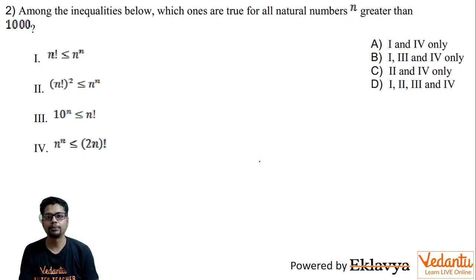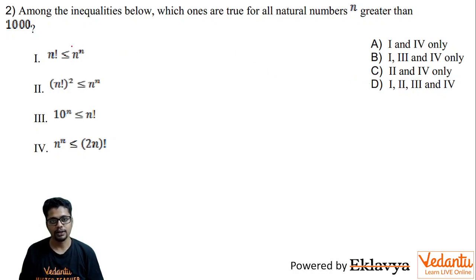We are discussing KVPY 2017 SX, and the question for this video is this. Among the inequalities below, which ones are true for all natural numbers n greater than 1000? These are the four statements, four inequalities about which we have to comment, and based on that we have to select the single correct option among these four options.